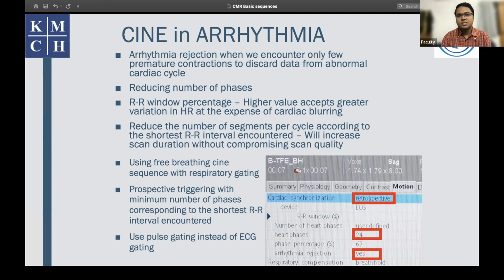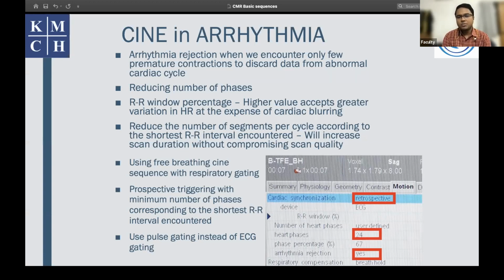The first and foremost is arrhythmia rejection, which is ingrained in the system. As you can see, this is one such system which has an option for arrhythmia rejection. So we just select it as yes. What happens is that whenever a ventricular ectopic or an abnormal rhythm is encountered, the data that is obtained from that particular RR interval is discarded. So this will be useful only when the arrhythmia burden is extremely low. If there are just 1 or 2 ectopics here and there, then you can use arrhythmia rejection.